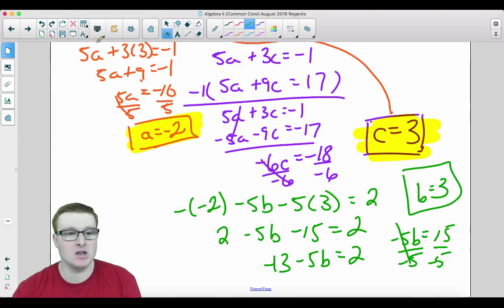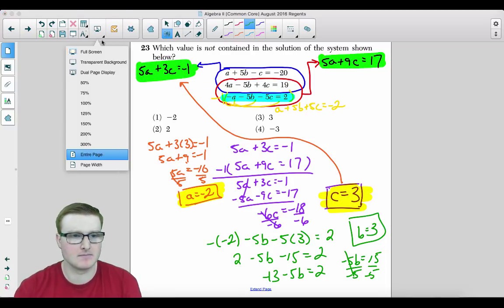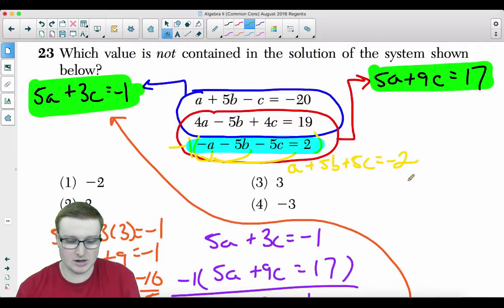So, ladies and gentlemen, your answer to this system of equations is negative 2, 3, and 3. Which number is not included in any of these? No, I'm sorry. That should be a negative 3. Because I divided by a negative 5. My apologies. Negative 3. So we got negative 3, 3, and negative 2. Which number does not work?